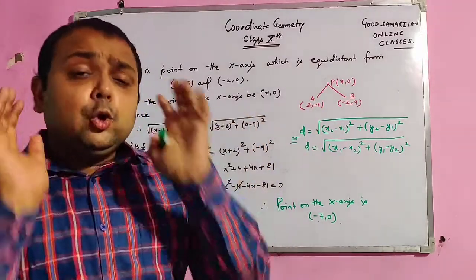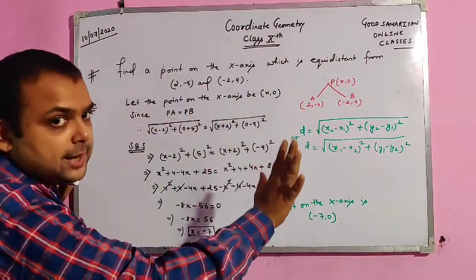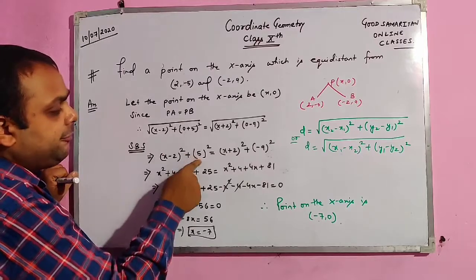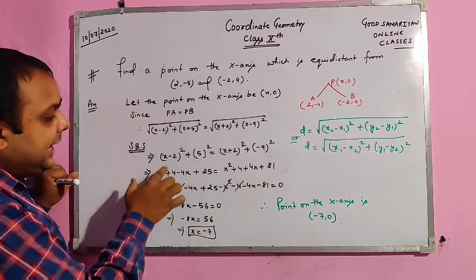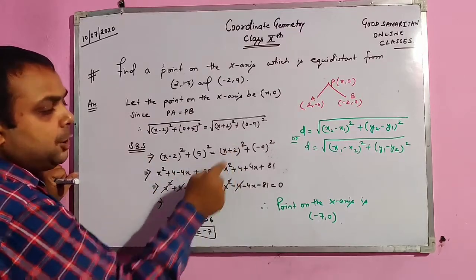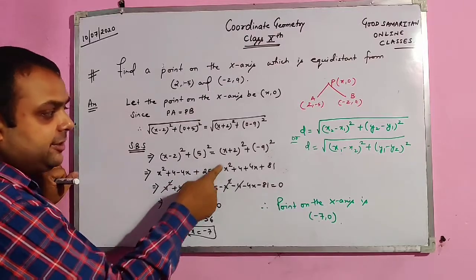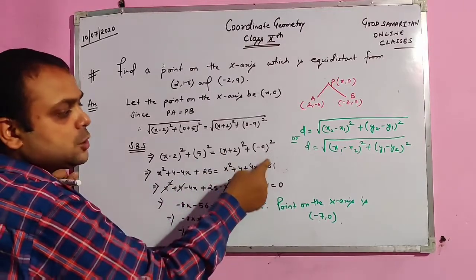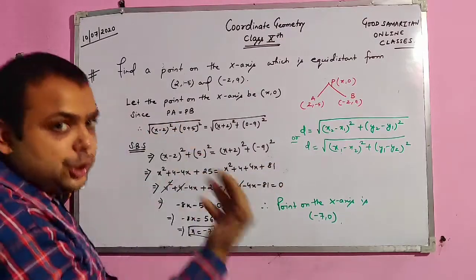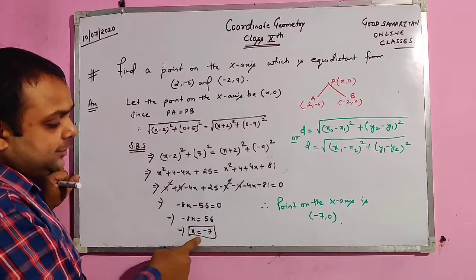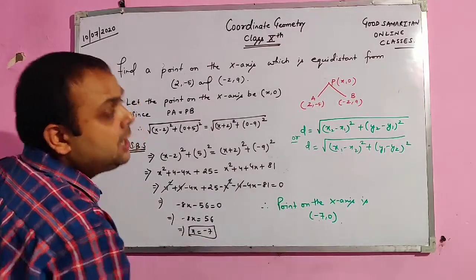Now to remove the square root, I am squaring both sides. So the square roots are removed. We get x minus 2 whole square plus 5 whole square equals x plus 2 whole square plus minus 9 whole square. Opening the formula, a minus b whole square, this is a square plus b square minus 2ab. Square of 5 is 25. This is x square plus 4 plus 4x. Square of this is 81. Taking all the values to the left side and putting RHS equal to 0 and then simplifying it, I get the value x equal to minus 7. So the required point on the x-axis is (-7, 0).